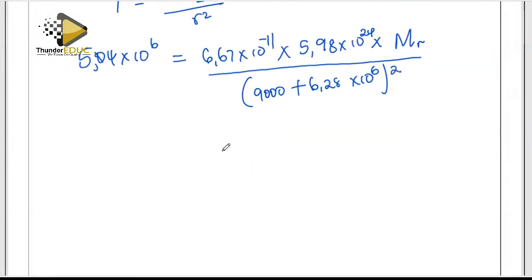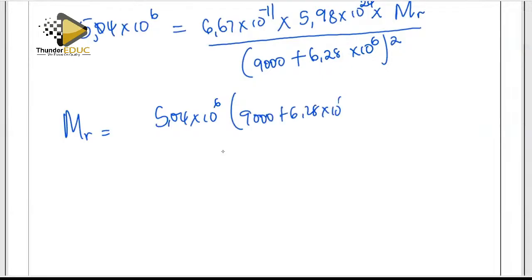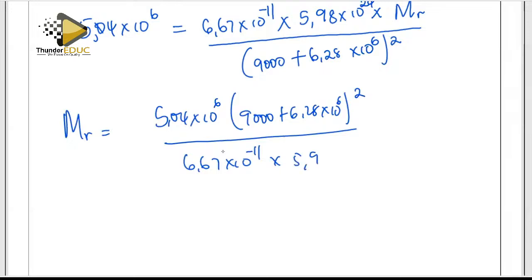Then I just need to do the cross multiplication, meaning that the mass of the rocket is going to be 5,04 times 10 to the 6 multiplied by the 9,000 plus 6,28 times 10 to the 6, squared. And then I'll divide this by 6,67 times 10 to the negative 11, times 10 to the 24. So the answer that I'm getting, maybe I should just round it off and give it in scientific notation. So it's 5,16 times 10 to the 6 kilograms.